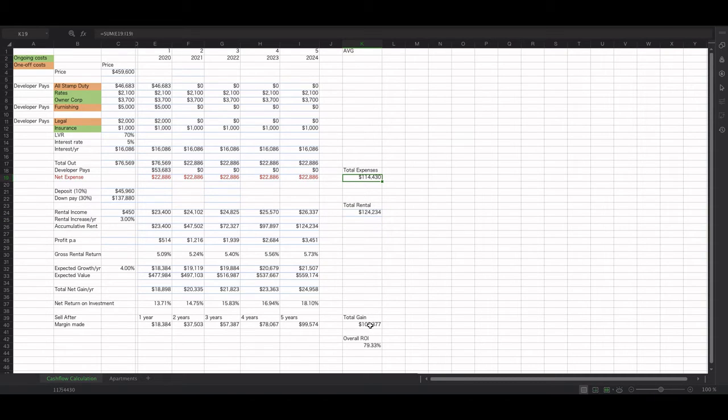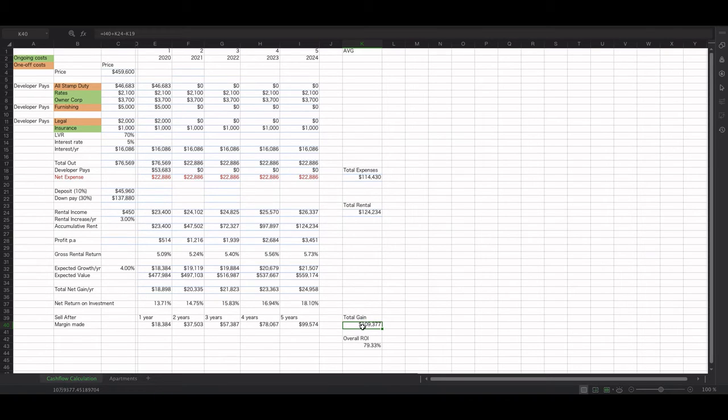And our total gain for the 5 years, if we sell after 5 years, is simply this margin plus the total return minus the total expense. The total rental income minus the total expense basically becomes our total cash flow, and that added to the margin made gives us the total gain that we've made after the 5-year investment period.